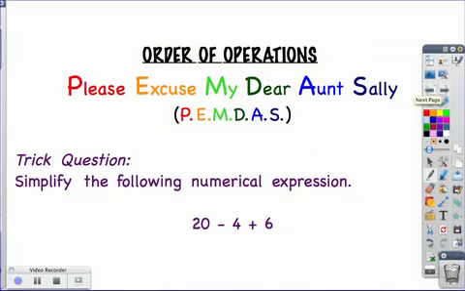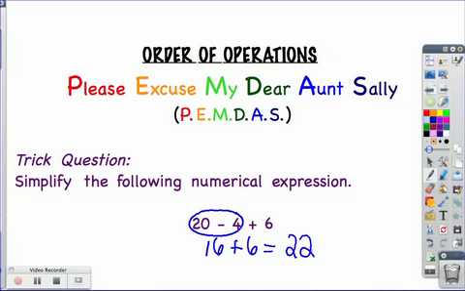Let's review our order of operations, which you may also know as PEMDAS, or the saying, "Please excuse my dear Aunt Sally." Try the following question, 20 minus 4 plus 6. Pause the screen until you've determined your answer, and then you may resume. If you got 10, you fell into a trap. Addition does not always come before subtraction. In this case, we actually have to subtract first because it comes to the left. 16 plus 6 equals 22.